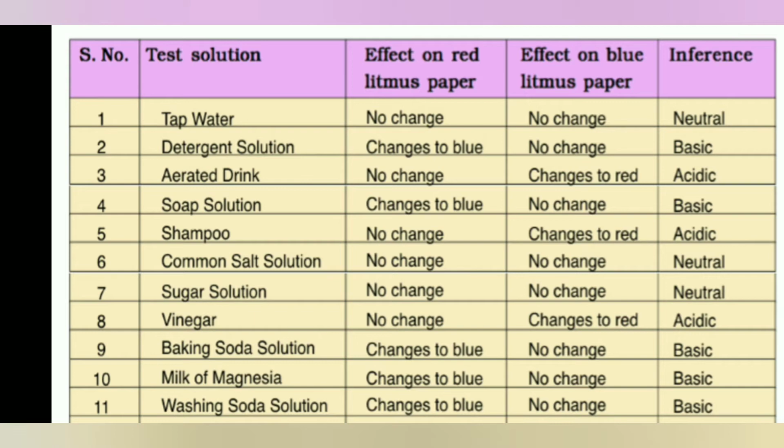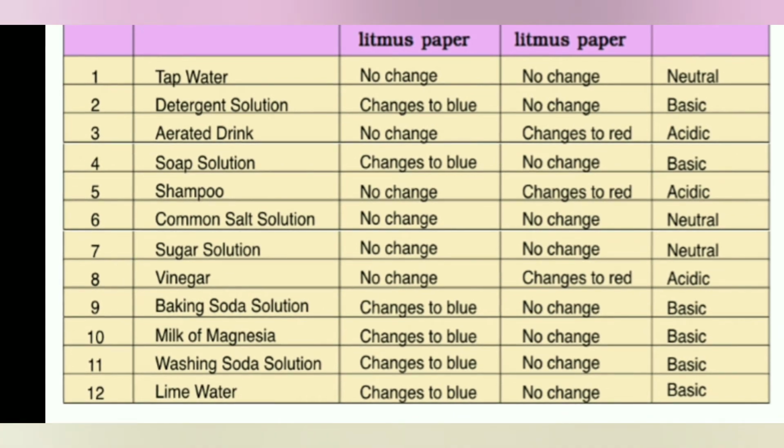Then coming to vinegar, what happens? It changes blue litmus paper to red, that means it is acidic. Then baking soda changes red litmus paper to blue, that means it is basic. Similarly, milk of magnesia and washing soda change red litmus paper to blue, they are basic. Then finally lime water changes red litmus paper to blue, that is they are basic. These are all basic solutions.